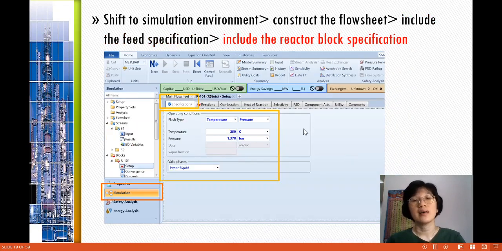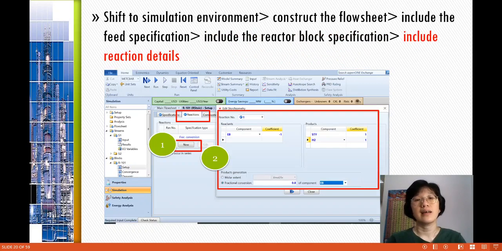Next would be to include the reactor specification. The informations given are temperature and pressure. Just put in accordingly temperature and pressure. Right. And next, you'll be having the reaction details. You have to include the reaction details like the chemical equation at least.